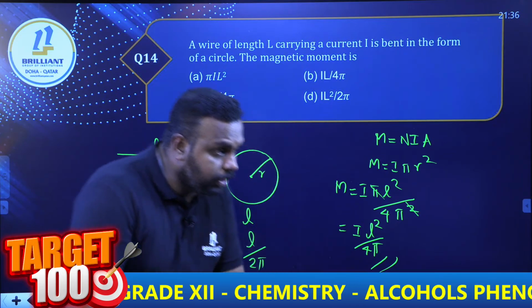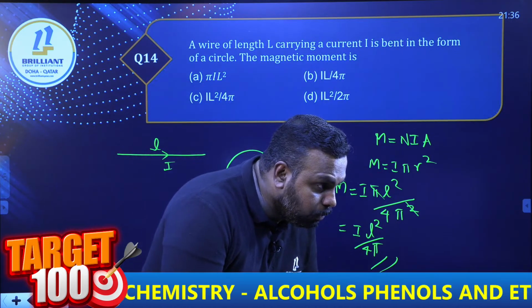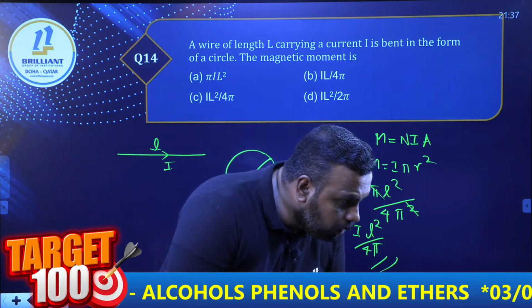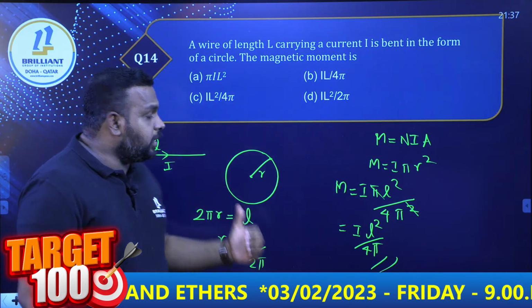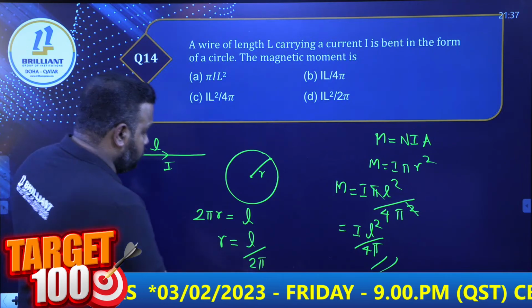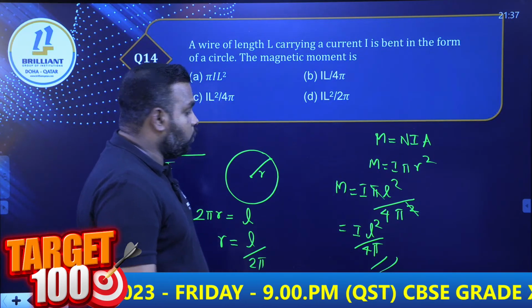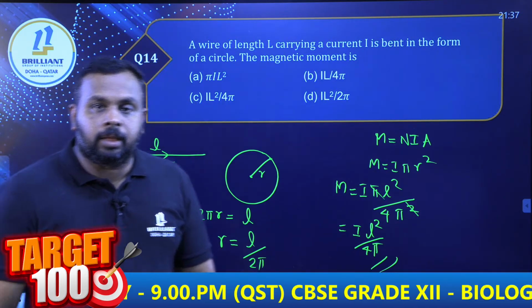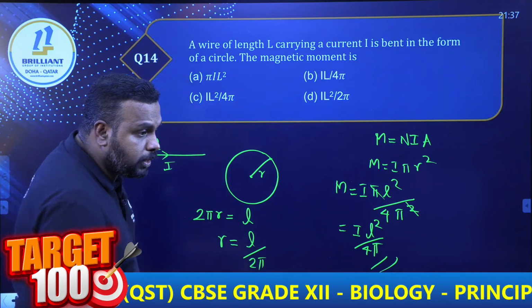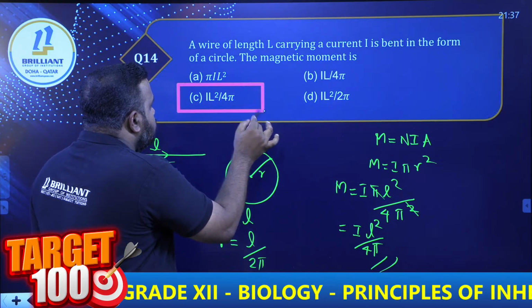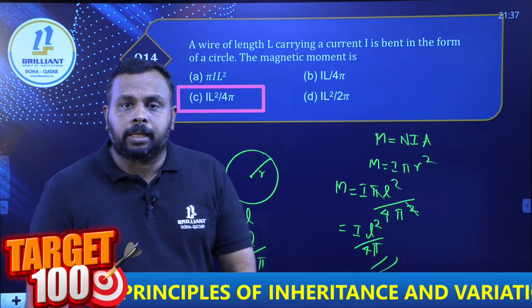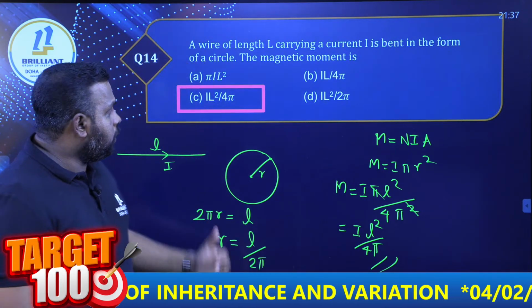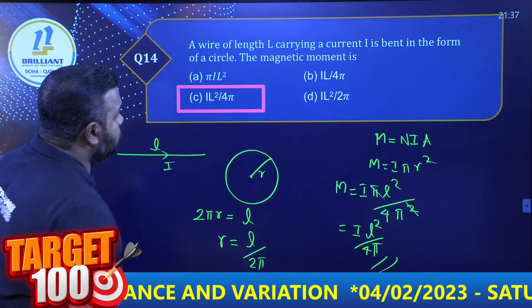Yes. How many of you got the right answer? Nitin, yes. Albert, Hafiz, Reshma. Yes. So the answer is option C. Option C is the right answer. I L square by 4 pi. If any doubt is there, you can ask. This is the answer for the question. I think it's clear. So I'll be going into the next question.